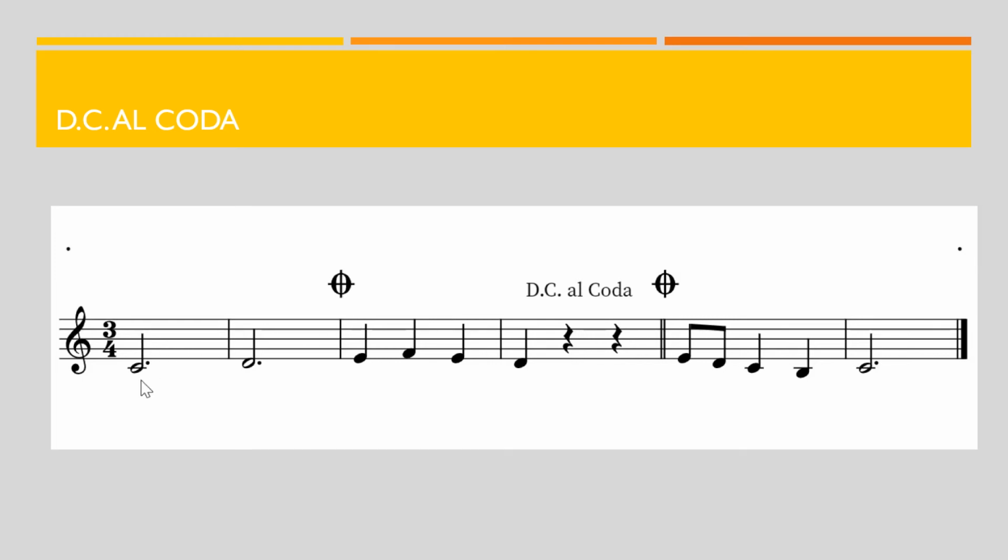So our roadmap is we would sing measure 1, 2, 3, and 4. We get to this thin double bar line and go back to the top and sing measure 1 and measure 2. When we see this coda sign at the end of measure 2, we jump to the coda and sing the last 2 measures. The coda is the tail, is what that means. So let's listen to how this sounds.